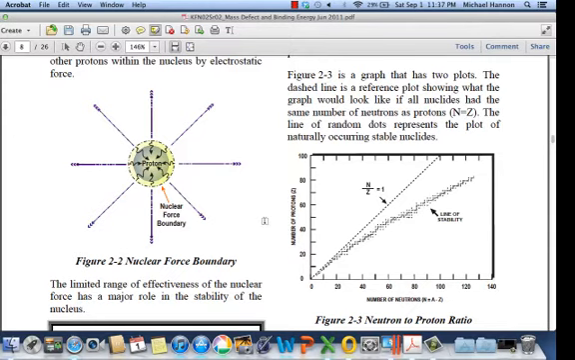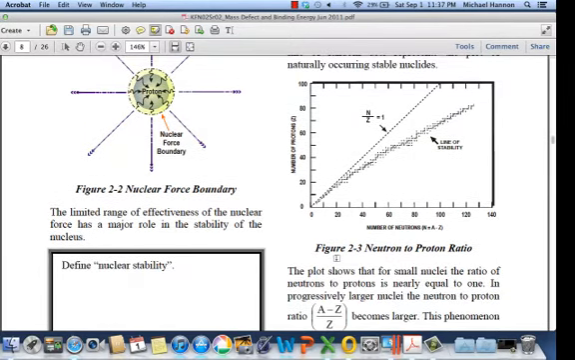Now I want you to take a look at figure 2-3. 2-3 is talking about nuclear stability, and normally for smaller atoms, right here, anything 20 and below, usually have a 1-to-1 correspondence between the number of protons and the number of neutrons. For example, carbon has 6 protons and 6 neutrons, giving it a total atomic mass of 12. Same thing with nitrogen. Nitrogen has 7 protons, 7 neutrons, giving it a total atomic mass of 14.